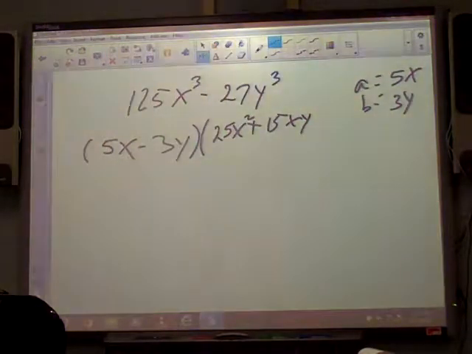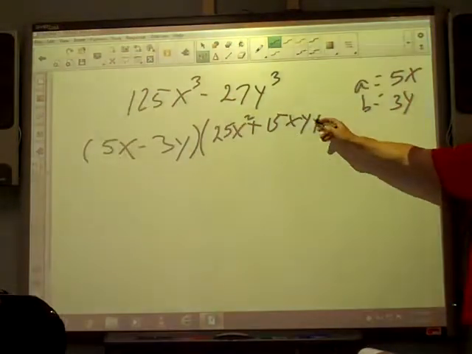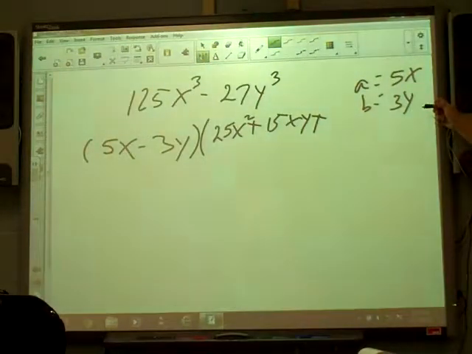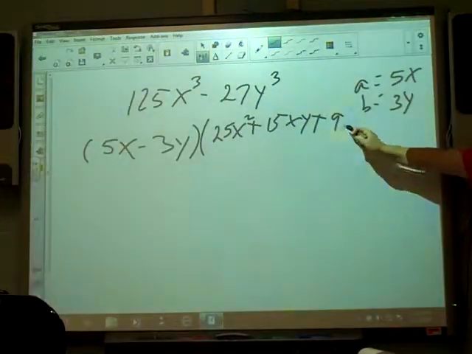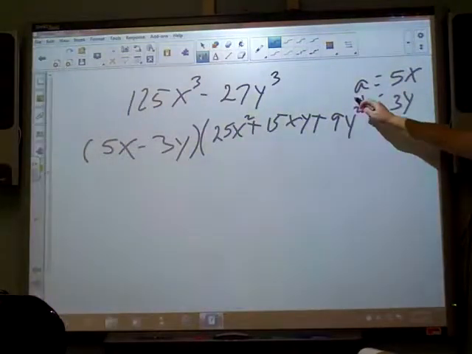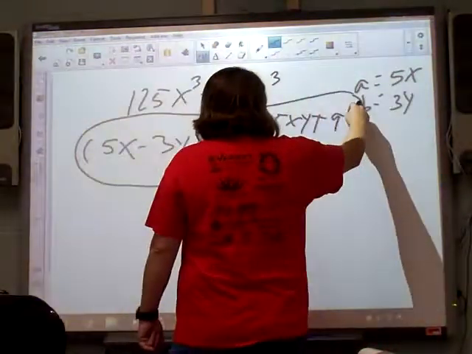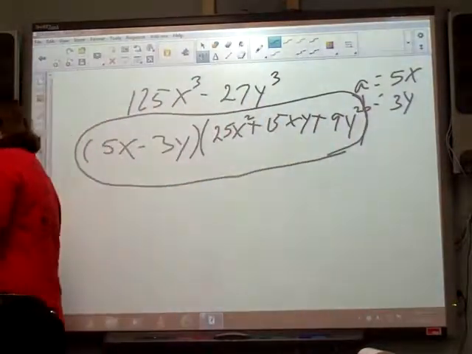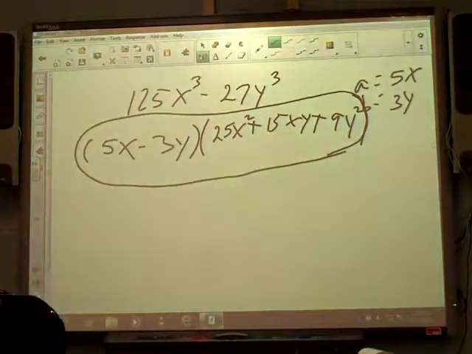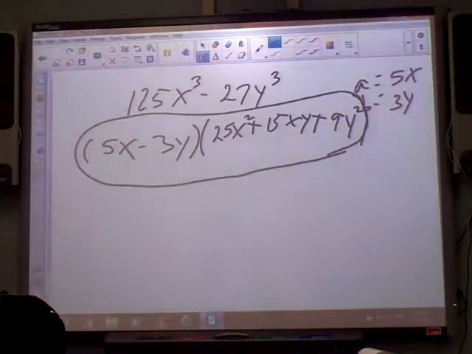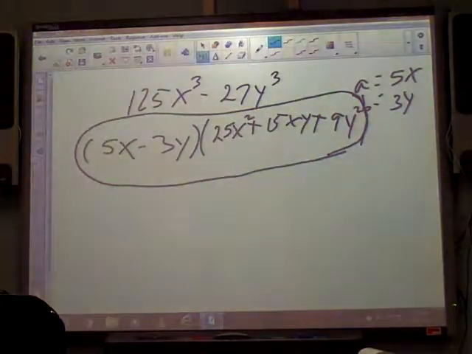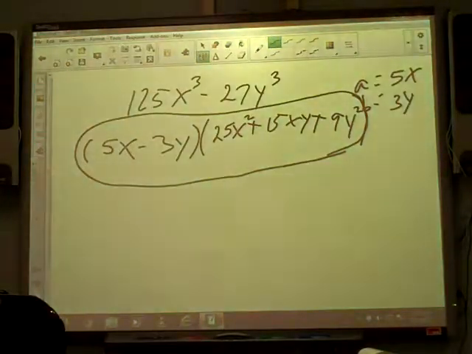And then the last one, 3y squared, means we have to square the 3 and the y. So 3 squared and y squared. That's it. Factoring's pretty good stuff. We're going to do an assignment tomorrow, and then Monday we'll start using factoring to solve.